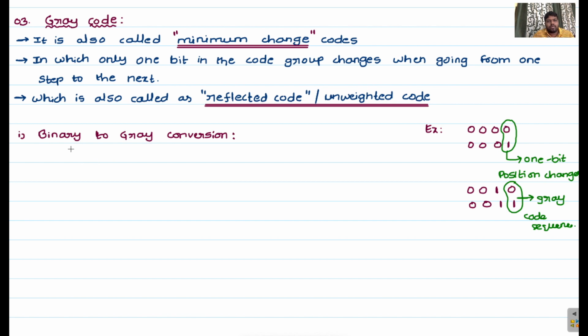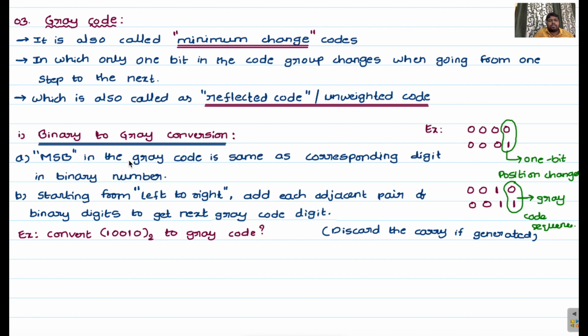First we have to focus on binary to gray conversion. What are the steps involved in this process? The first step is that the most significant bit in the gray code is the same as the corresponding digit in the binary number. So we take the binary number and convert it to gray code. The most significant bit is the same for both binary and gray code.